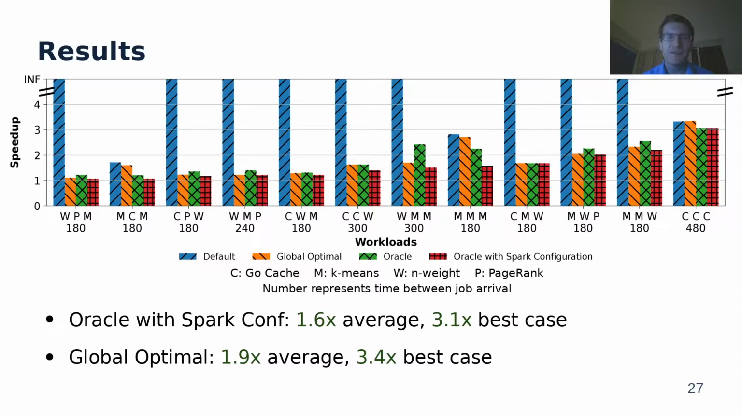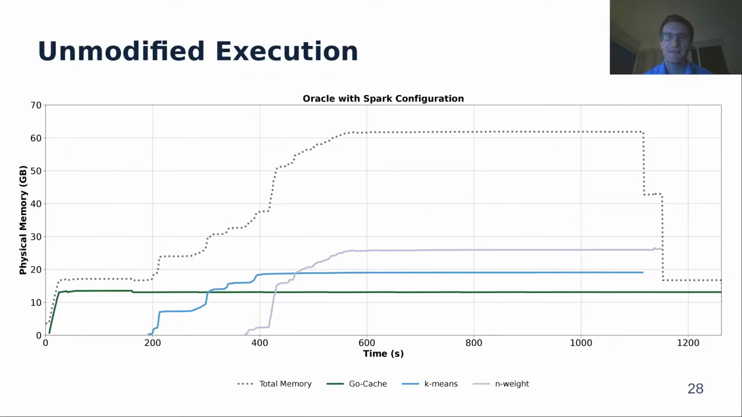Compared against the slightly more realistic global optimal configuration, M3 is 1.9 times faster on average and 3.4 times faster in the best case. Now, let's investigate exactly where M3's speedup comes from.